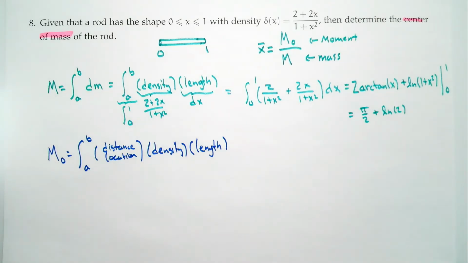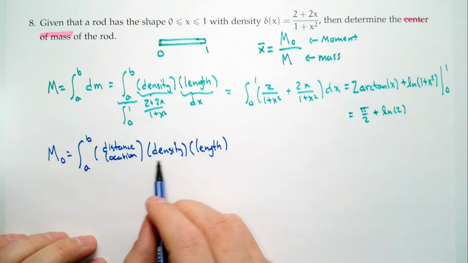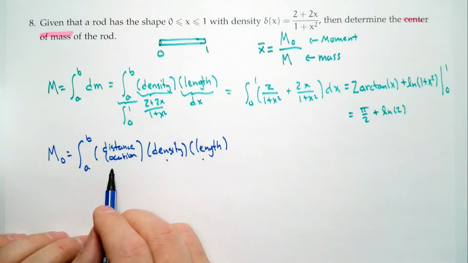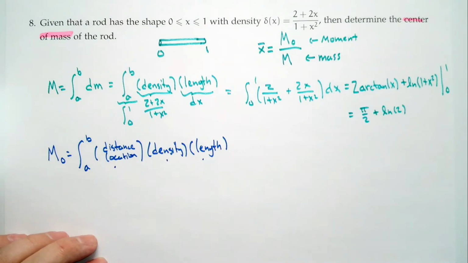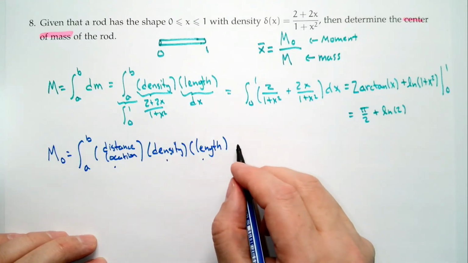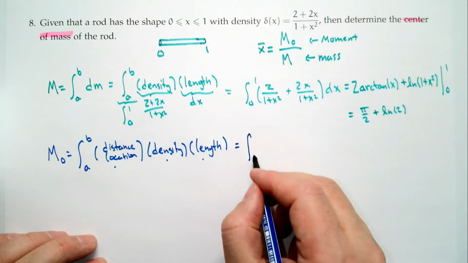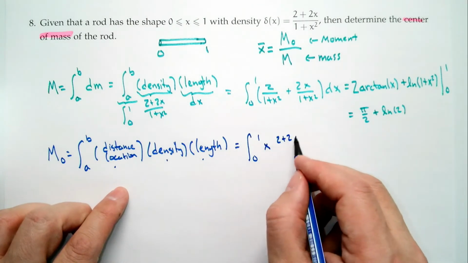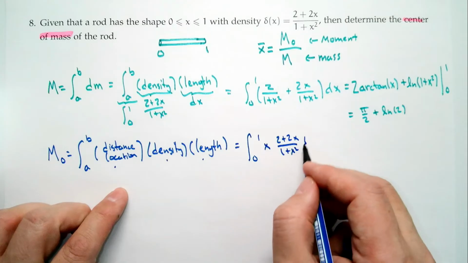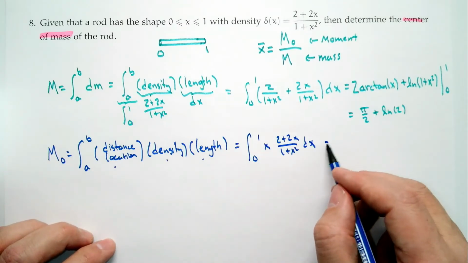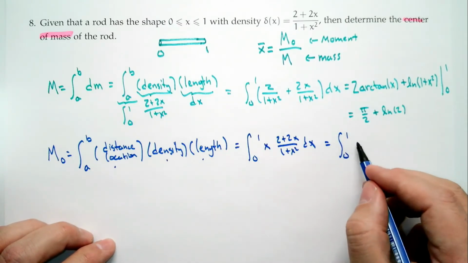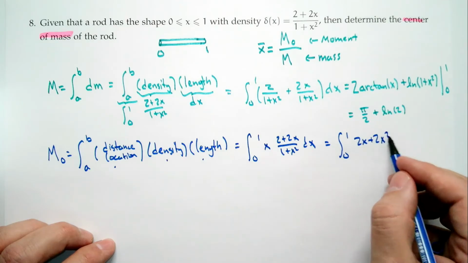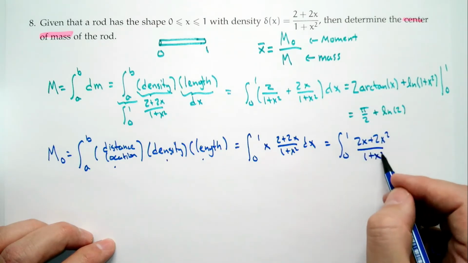All right, let's figure out what the pieces become. Almost all of it is the same. The density is the same, the length is the same. What changes is the extra factor, which becomes x in the one-dimensional setting. So it's the integral from 0 to 1 of x times 2 plus 2x over 1 plus x squared, dx. That's the integral from 0 to 1 of 2x plus 2x squared over 1 plus x squared.